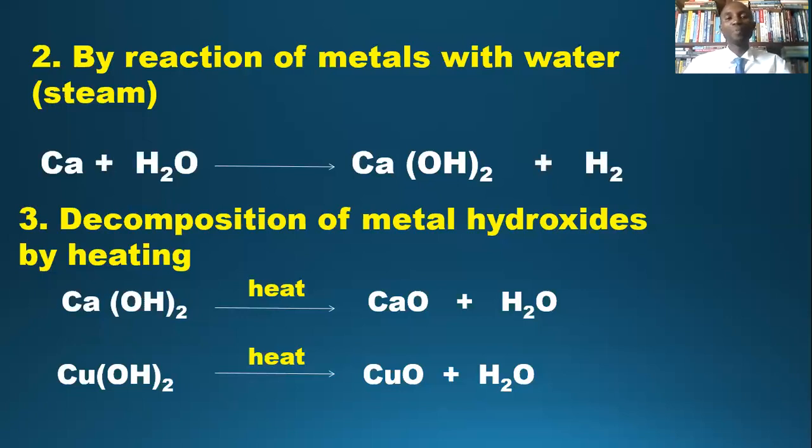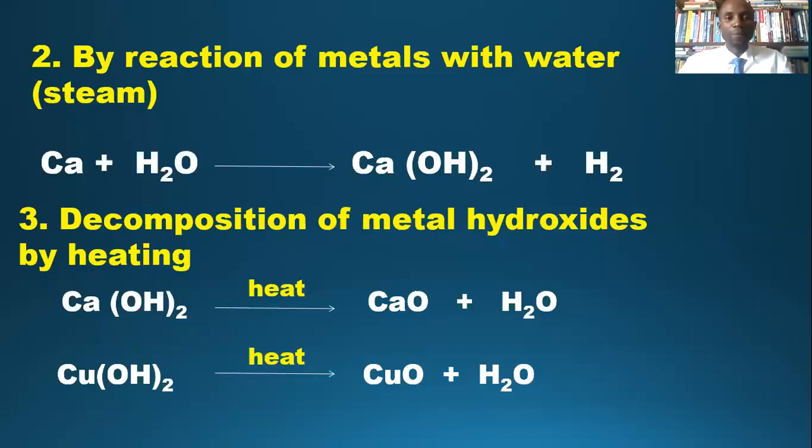We can also prepare a base by the decomposition of a metal hydroxide by heating. A metal hydroxide is already a base, of course, but you may want another type of base. If you want calcium oxide, you can heat calcium hydroxide to get calcium oxide and water. So these are the ways in which you can get one base or the other, depending on what you want to produce.